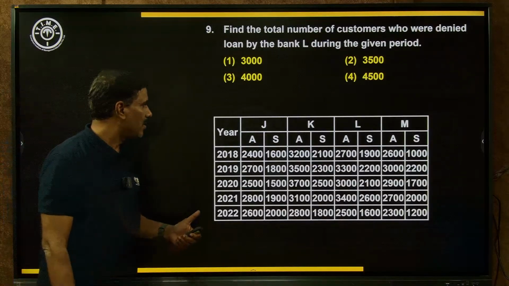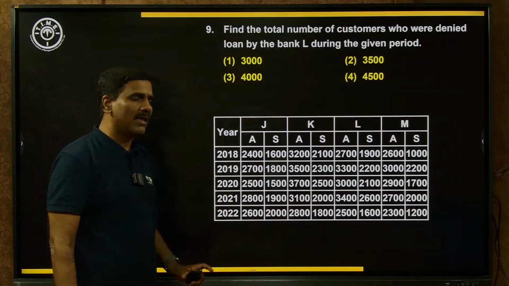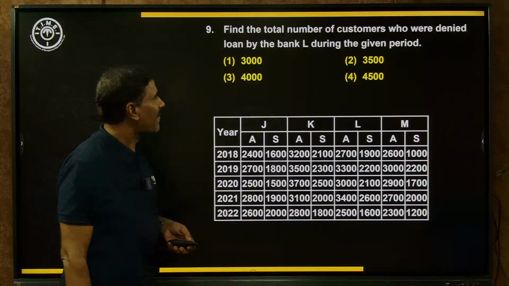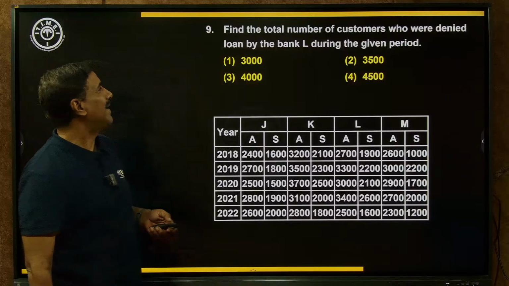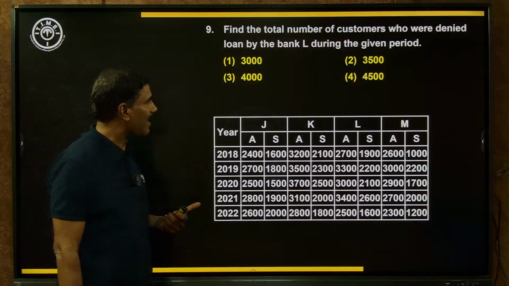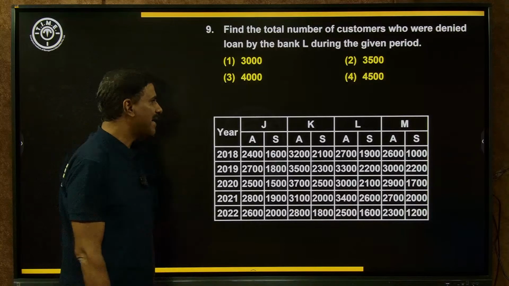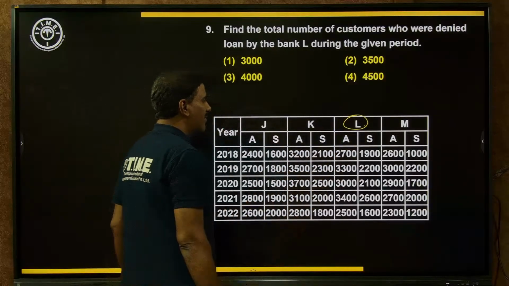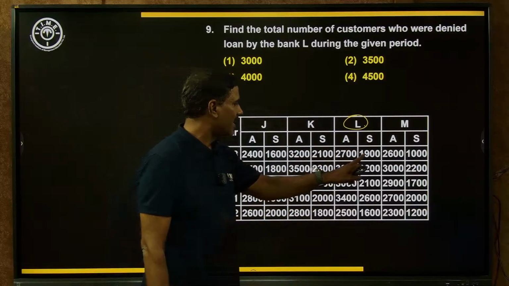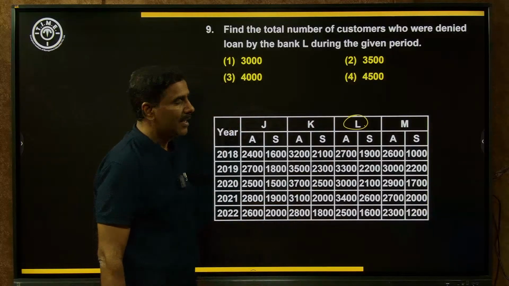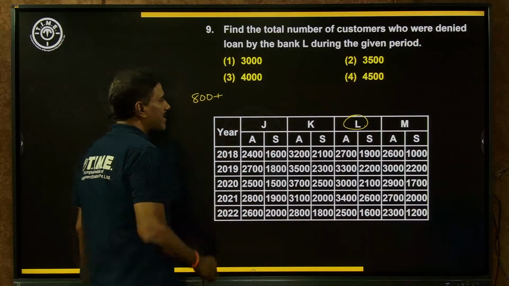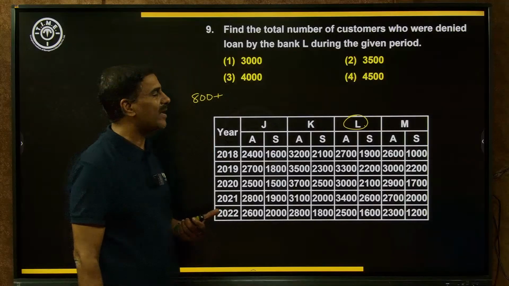I just draw that table here also so that every time we don't have to go back to that slide. What is the question? Find the total number of customers who were denied loan by the bank L during the given period. Bank L is this one. If we see, out of 2700 applied in 2018, 1900 were sanctioned. That means the balance 800 did not get the loan. That means their applications were denied.